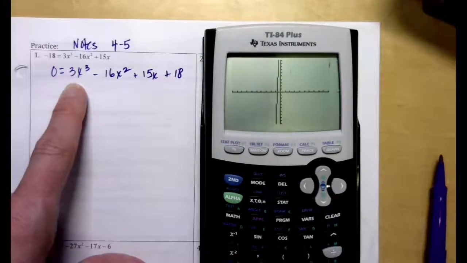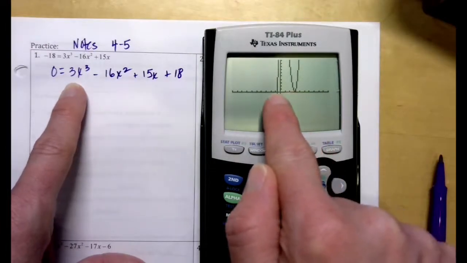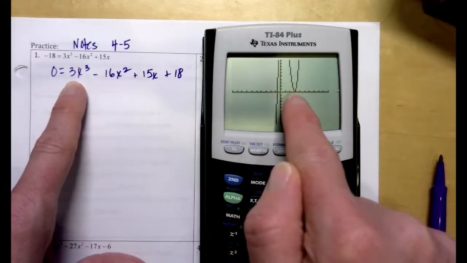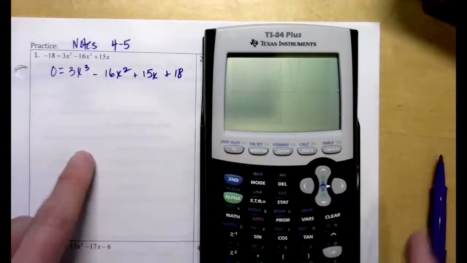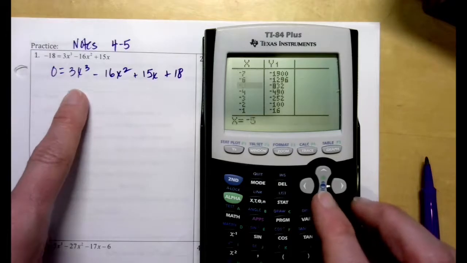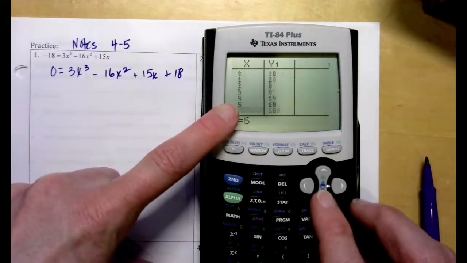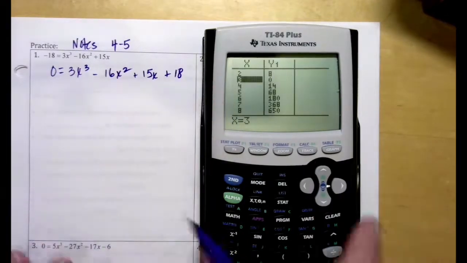So this is why I went to the graph. Now, oh, look, I got a double root. So it crosses once and bounces. So there's my 1, 2, 3 x's. So I'm going to be able to find all real numbers. Let's go ahead and see where to look for an output of 0. All right, so it looks like at 3 is my only output of 0.